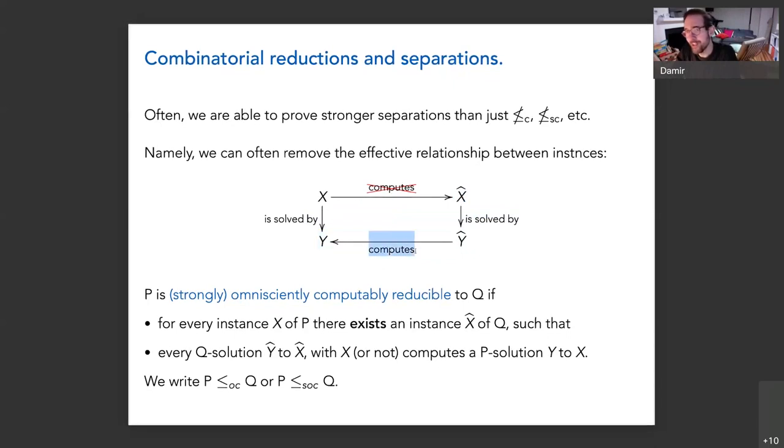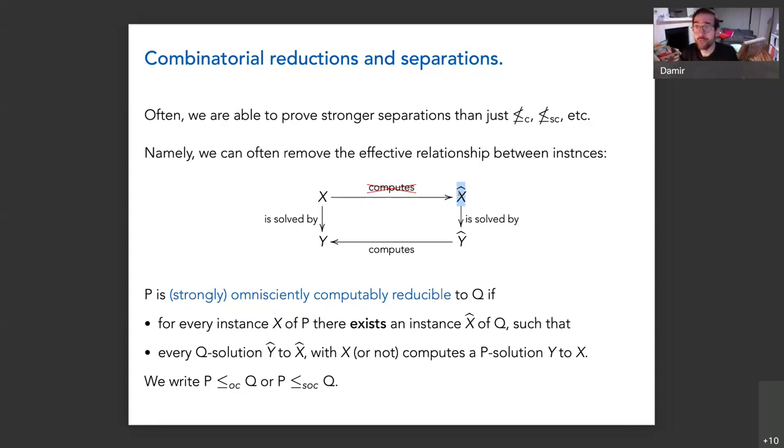We have to have computability somewhere. We cannot just say for every instance there is an instance such that for every solution there is a solution, then we lose the whole game. But we can remove this top dependence. This is a notion that sometimes shows up when we're separating principles, where we can say that not only is P not reducible to Q when we're computing instances, but in fact for all instances. This is called strong or not strong, depending on whether we join with the instance here or not, omniscient computable reducibility. So X omnisciently knows an instance X hat of Q. This is a stronger notion.